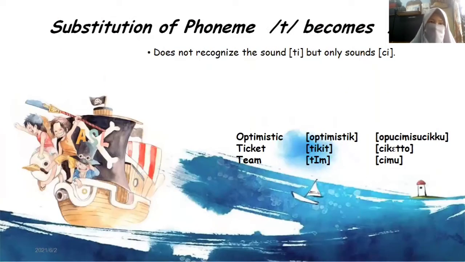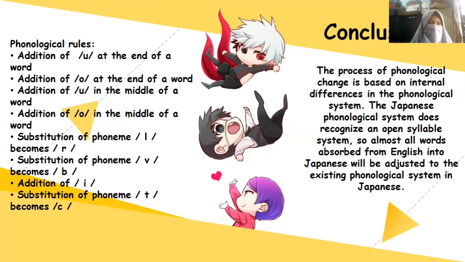Next, the substitution of phoneme T becomes C because the Japanese phonological system doesn't recognize the sound T but only the sound Chi. For example, in English, we say ticket and team, but in Japanese we say chiketto, chimu, and etc. The conclusion: eight phonological rules.